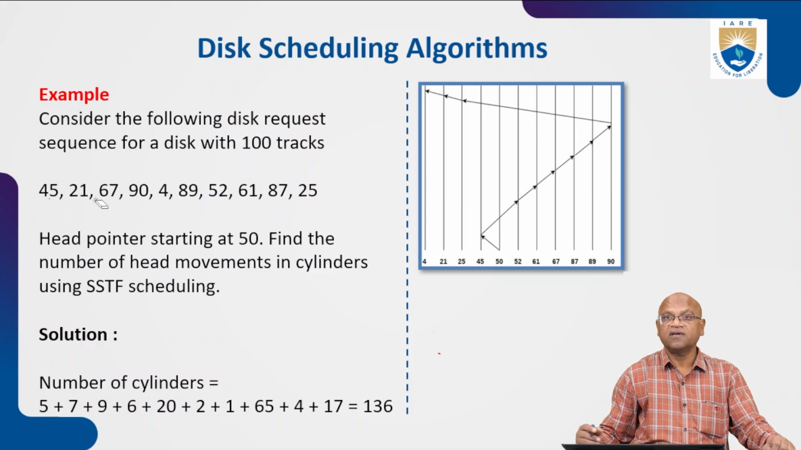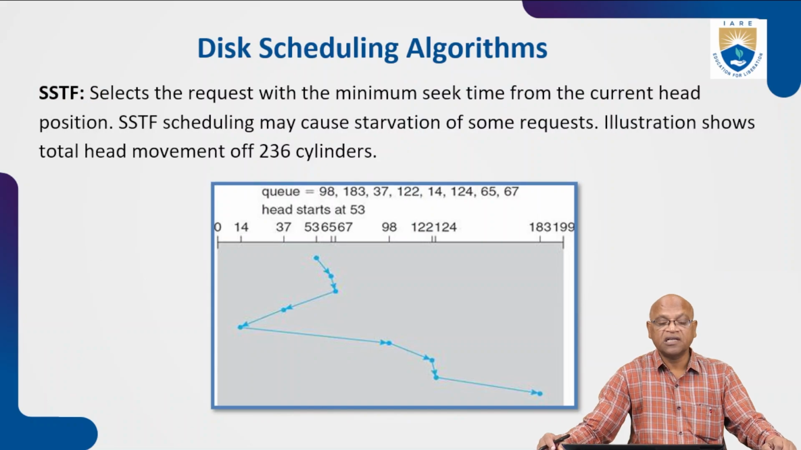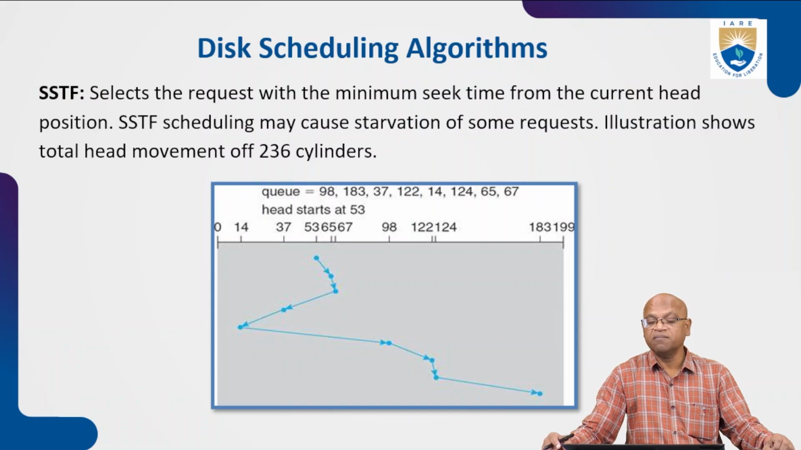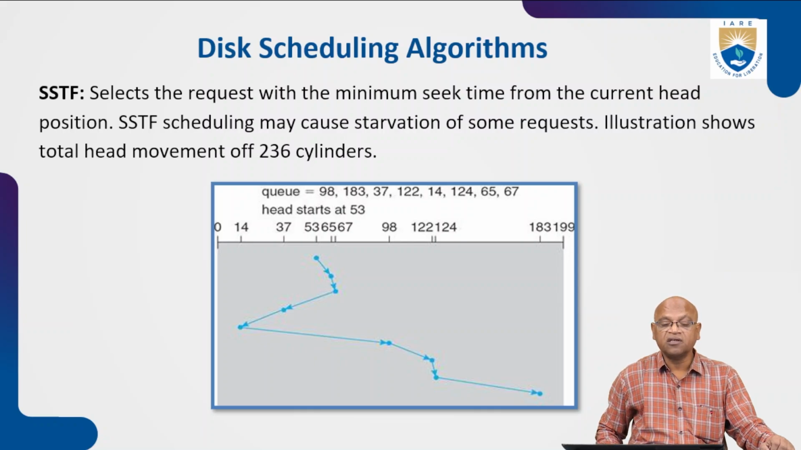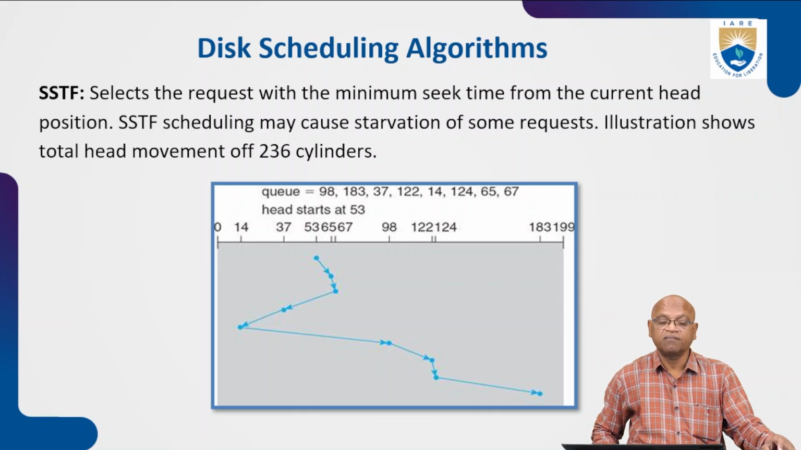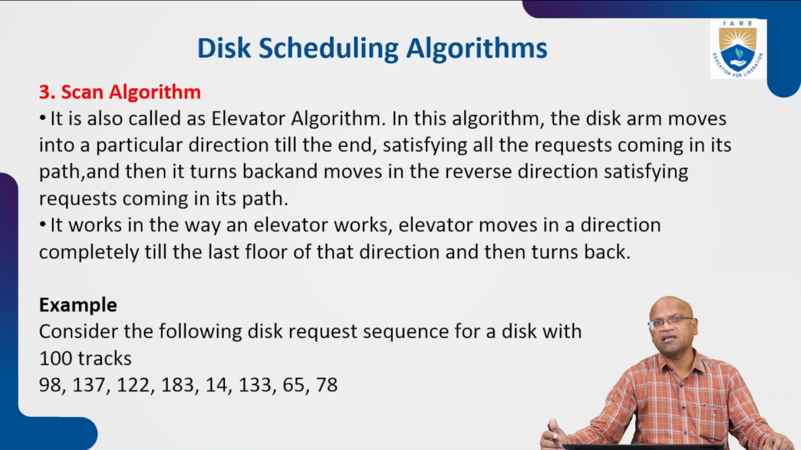We'll see what is the next one. In SSTF, we select the request with the minimum seek time from the current head position. SSTF means shortest from the current position. That is SSTF. So the next one is the SCAN algorithm.